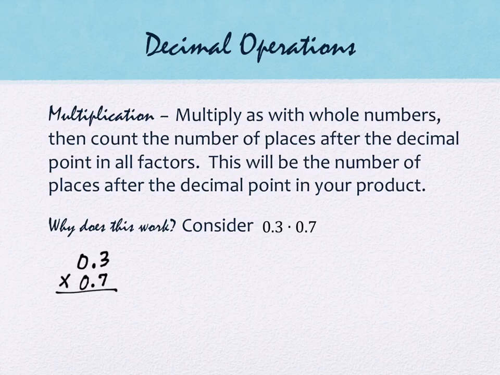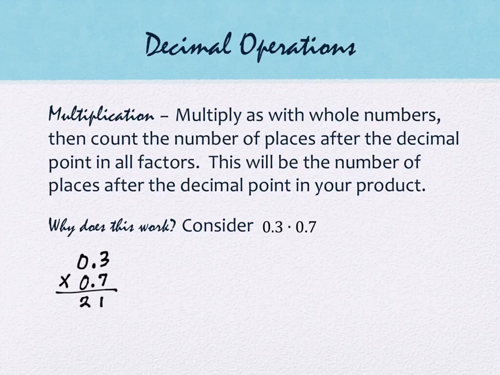They happen to be lined up here, but it's irrelevant. What this says I'm going to do is I'm just going to multiply as I would with whole numbers. So 7 times 3 is 21. Because everything else is zeros, there's no other non-zero numbers to multiply, I'm done with the multiplication.